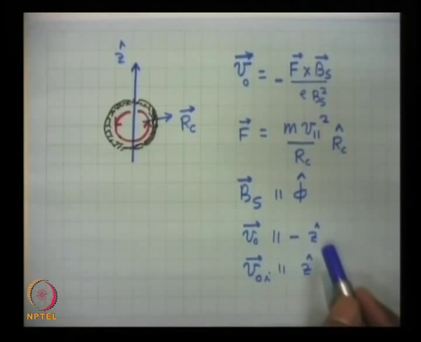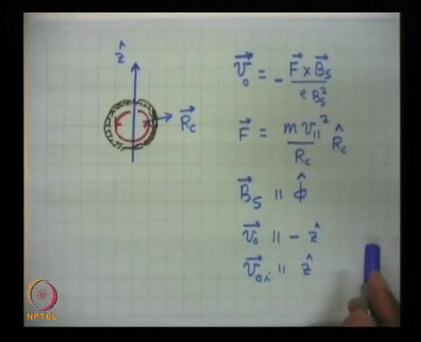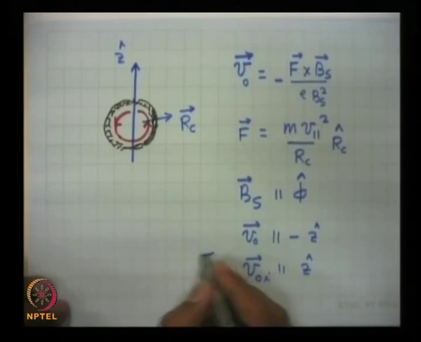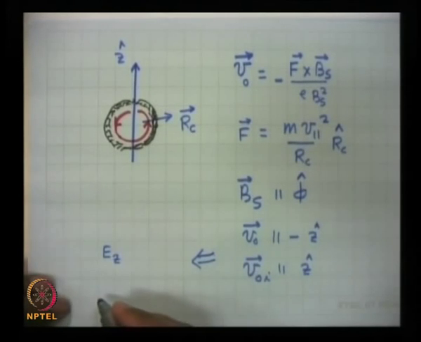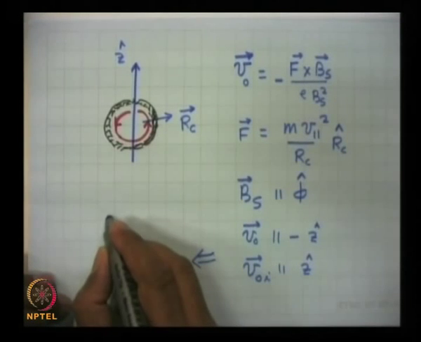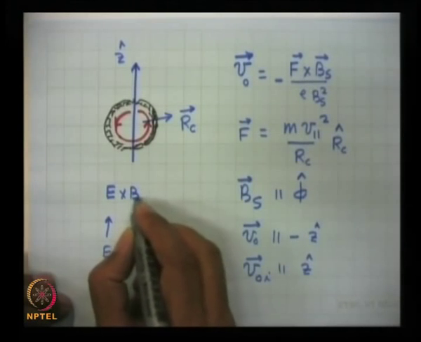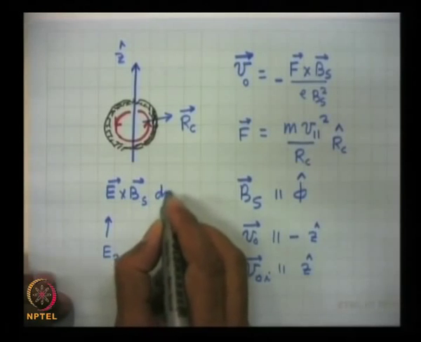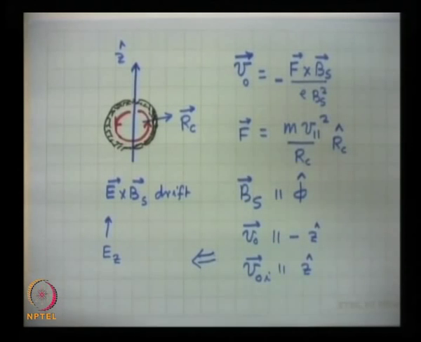So, there will be a charge separation created between these two if you do not compensate for it, and that charge separation will produce an electric field Ez, and this electric field will give rise to E cross B drift of electrons and ions both in the same direction, and that turns out to be in the radial outward direction, and plasma confinement is not possible.